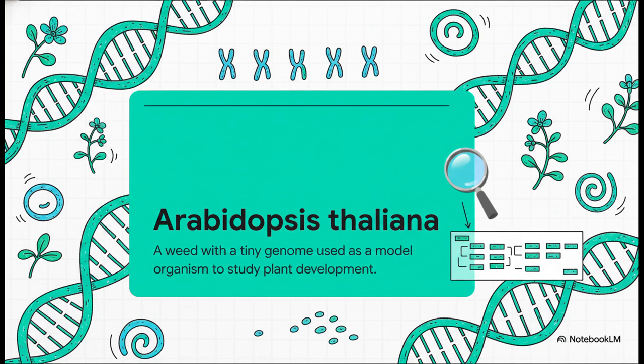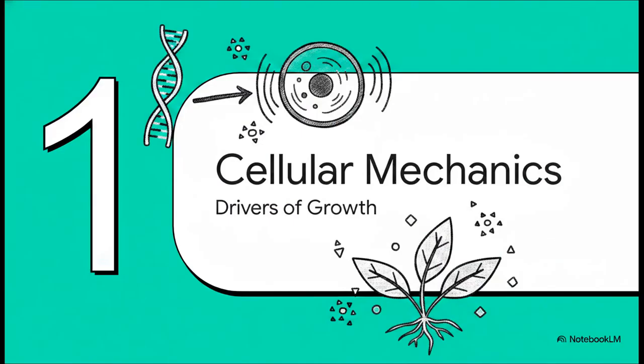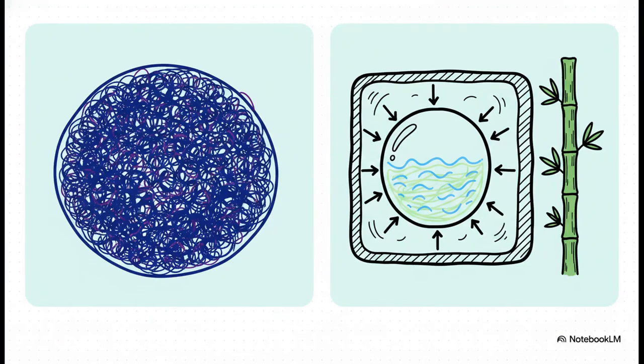Because it grows so fast and pumps out thousands of seeds in mere weeks, scientists use it to map the exact blueprints of plant development. Decoding this tiny weed has essentially unlocked the genetic secrets of almost every agricultural crop we eat today. Section 1. Cellular Mechanics, the Physical Drivers of Growth. So, before a plant can build complex organs, it has to physically expand its cells.